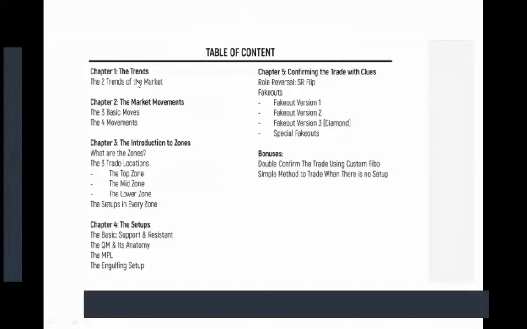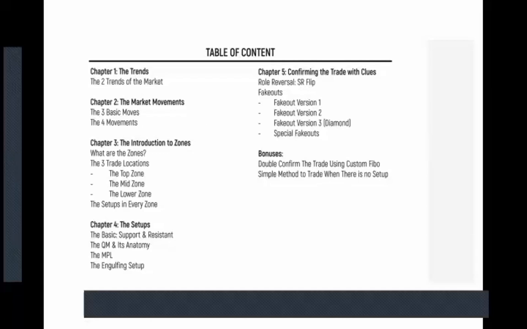I'm going to talk about the trend, the two trends of markets. The market movement, the 3 basic moves, the 4 movements. Chapter 3, introduction of zones, then the setups. Then chapter 5, confirming the trade with flow. Fake out version 1, fake out version 2, fake out version 3. So these are what I'm going to discuss in our next class.